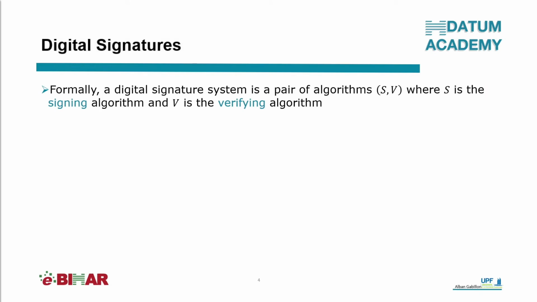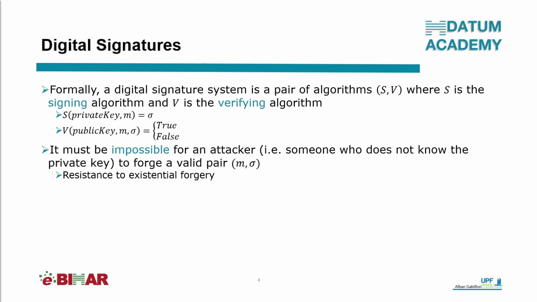Formally, a digital signature system is a pair of algorithms, S, V, where S is the signing algorithm and V is the verifying algorithm. The signing algorithm takes as input a private key and a message and outputs a signature. The verifying algorithm takes as input a public key, a message, and a signature, and outputs true if the signature corresponds to the message, and false otherwise. A signature is secure if it's impossible for an active attacker to forge a valid pair, message and corresponding signature, without knowing the private key.